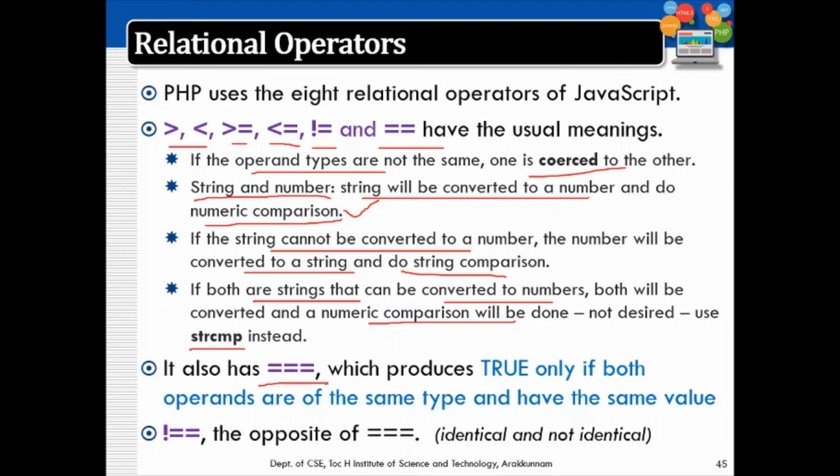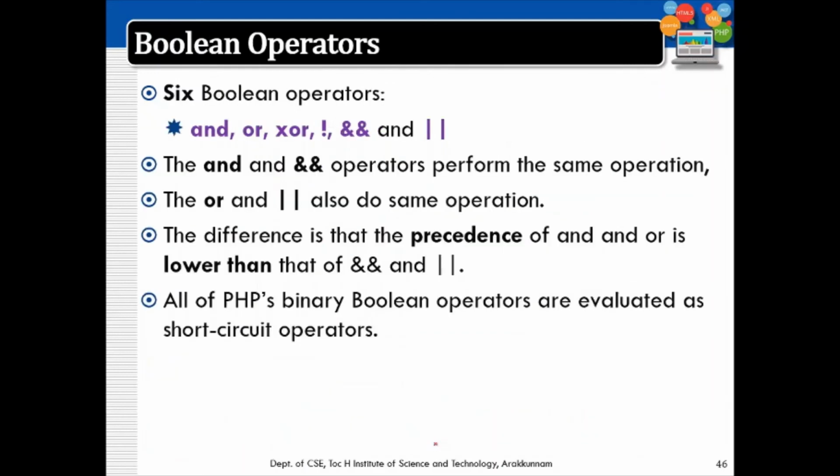It also has a triple equal to symbol which produces true only if both the operands are of the same type and have the same value. So this will give an exact comparison, and not identical is the opposite of this triple equal to. We have boolean operators and, or, XOR, not, and or. So these are commonly available in any of these languages. We have these 6 boolean operators.